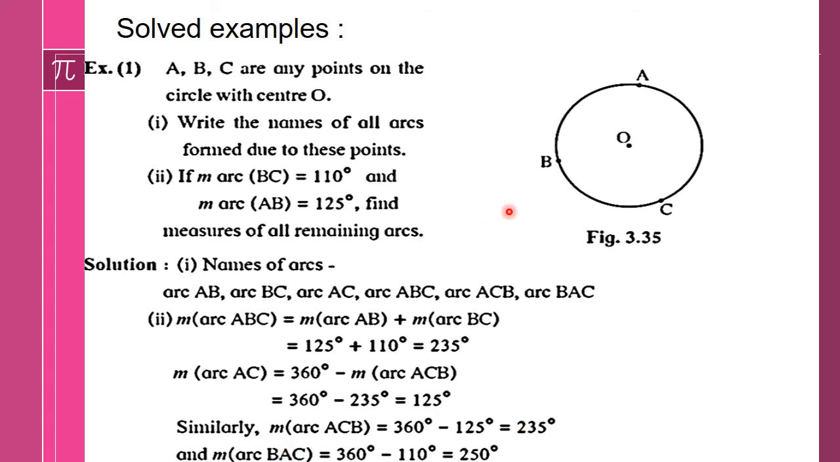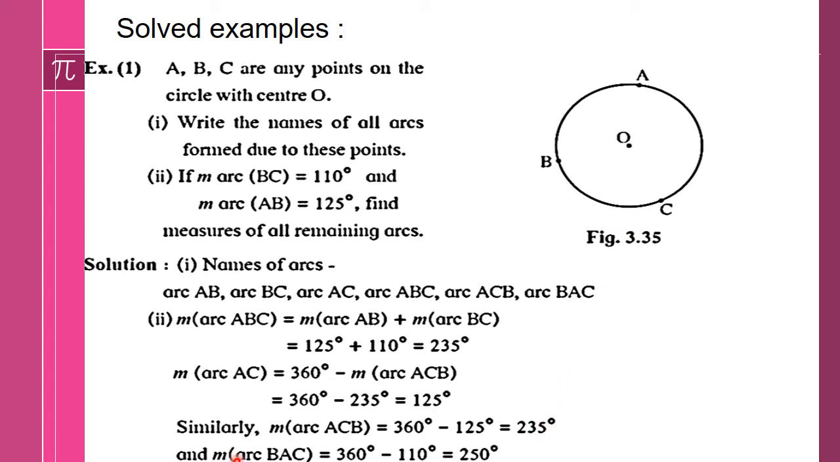Next, the measure of arc ACB, you can also find it as the measure of arc AC plus the measure of arc CB. Then too you will get the same answer, since the measure of arc AC is 120 degrees plus the measure of arc BC is 110. So if you add, you will get 235 degrees again.